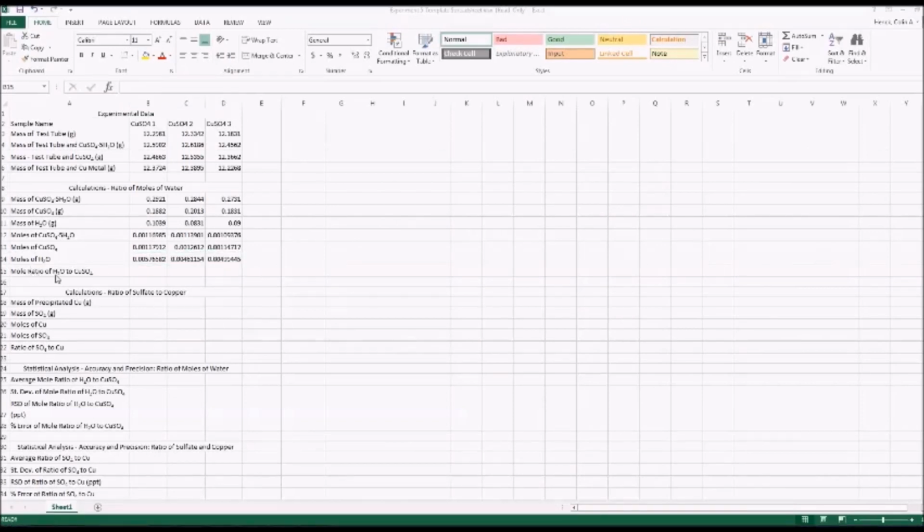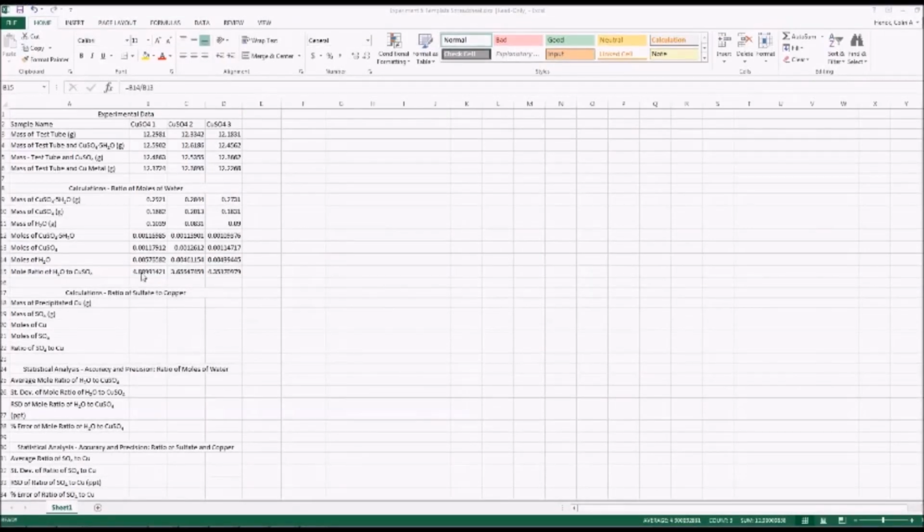In order to find a mole ratio of water to copper 2 sulfate, we need to divide by the smaller number. You'll notice that in each case, the moles of copper 2 sulfate is a smaller number than the moles of water. In order to find a ratio, we need to take the moles of water and divide by the moles of copper 2 sulfate, which is a smaller number. This should give us a number larger than 1. In order to repeat the calculation, we drag it across as we've done before. This gives us the ratio of the moles of water to the moles of copper 2 sulfate.